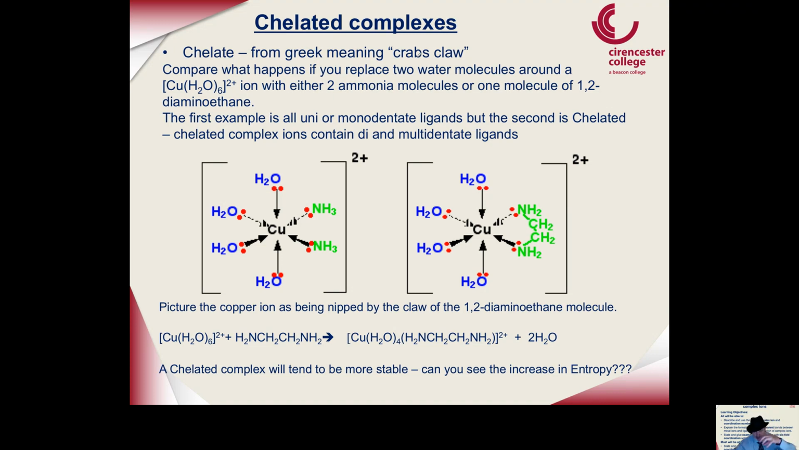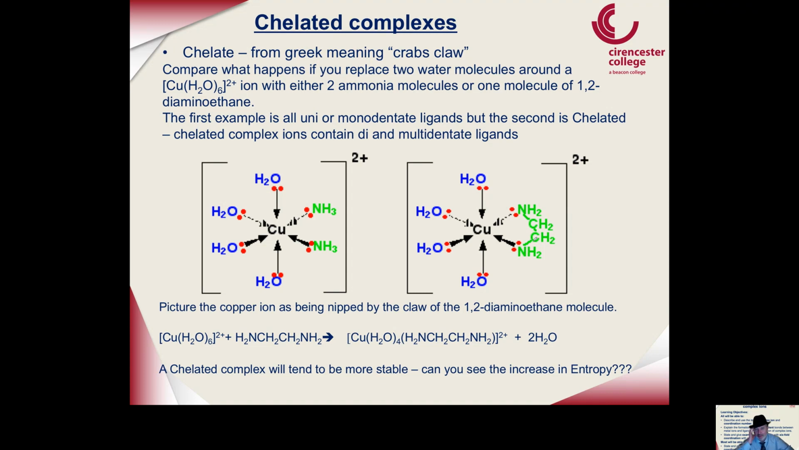So chelate is Greek for crab's claw. So you can imagine that the ligands are grabbing onto the metal ions. So this is Cu2+, and it will grab on. The first example is all unidentate and monodentate. The second is chelated. Chelated ones contain di and multidentate ligands. So if it's not a ligand that can do bidentate or multidentate, then it's not chelation.